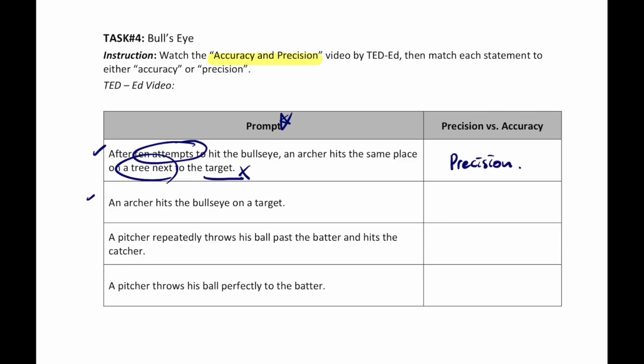Then let's look at the next prompt. An archer hits the bullseye on a target. So he hits the bullseye on a target. He only hits once, right? That means we cannot measure the precision, but we can say this is an accuracy statement.